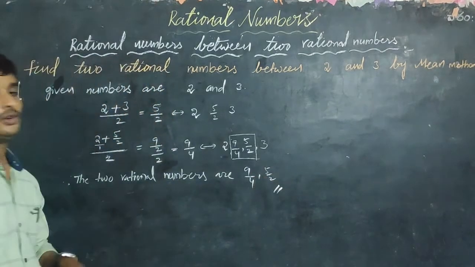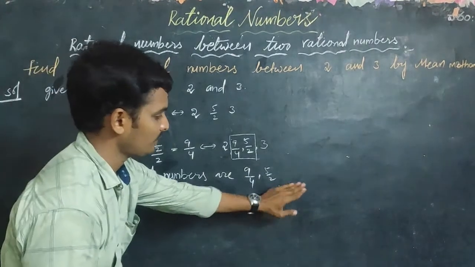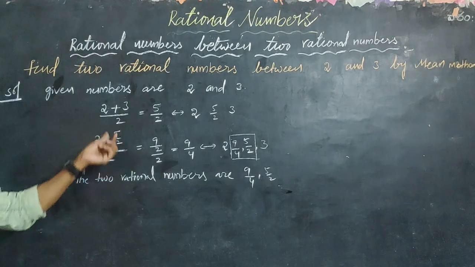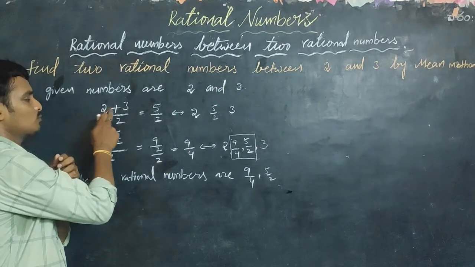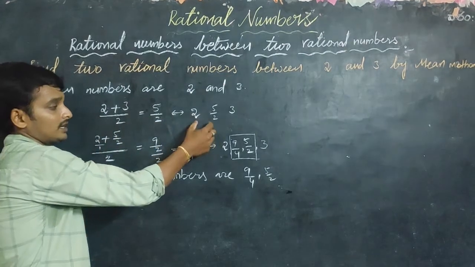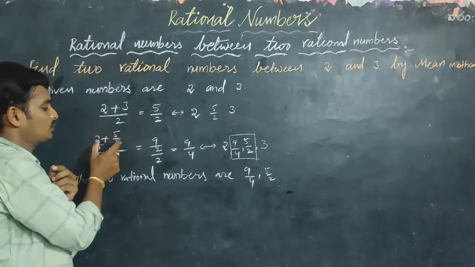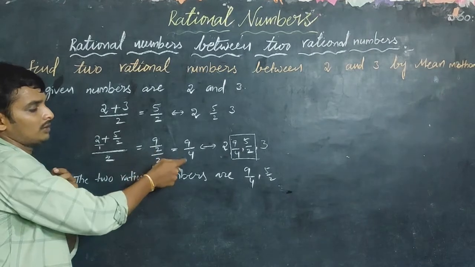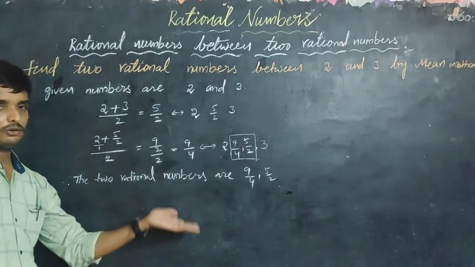This is the way of finding rational numbers between two rational numbers. By mean method, we have to find the average of 2 and 3, the sum of observations, 2 plus 3 by 2, which is 5 by 2. Then again, do the average of 2 and 5 by 2, that is 2 plus 5 by 2, which gives 9 by 2, and 9 by 2 by 2 is 9 by 4. That is the way, okay, no doubt.